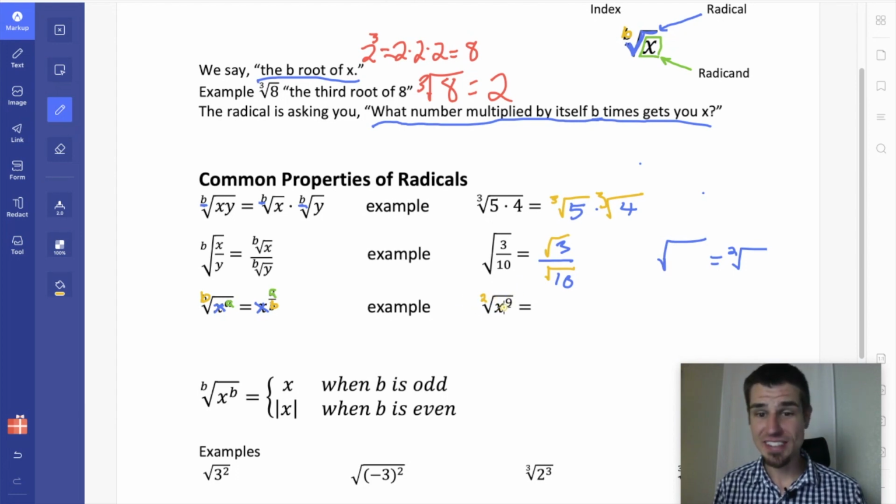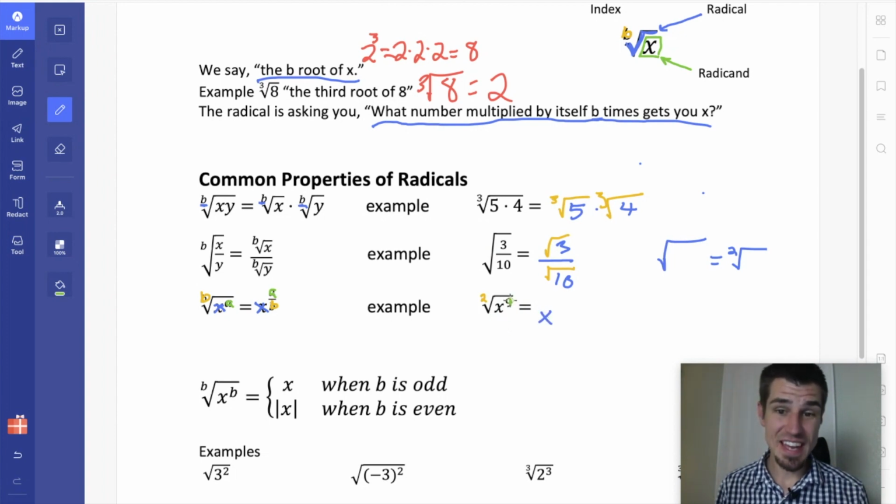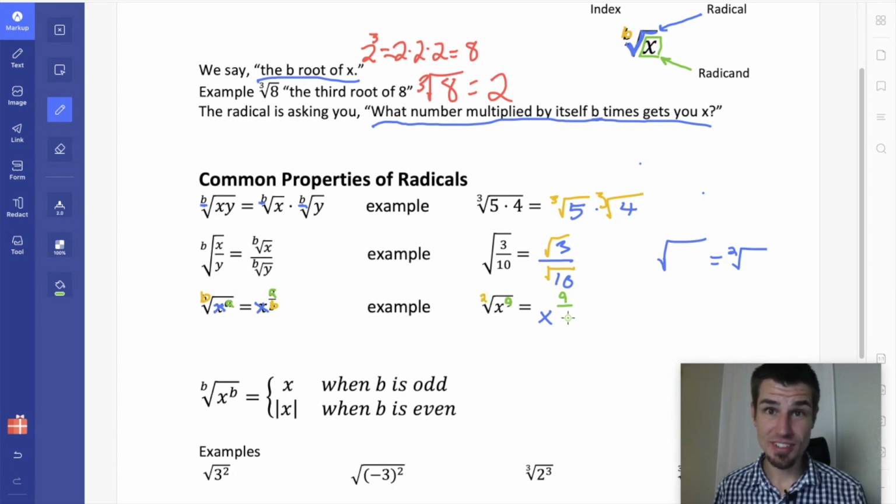If we have x to the 9th power underneath the radical and we have an index of a 2, remember, our bases are going to stay the same. So what's the base of the radicand? X. So we're just going to write x. Then the exponent of our radicand will become the numerator of our new exponent. So we're going to put that on the top, and then the index becomes our denominator.